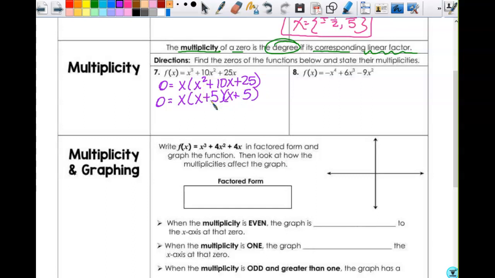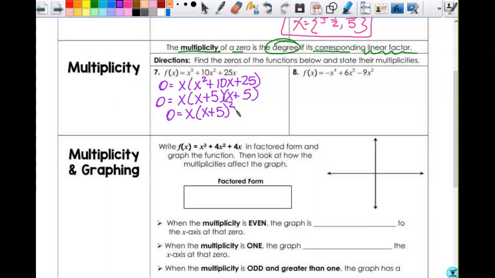But if you learn to recognize that this right here, if I take this 10 and take half of it and square it, I get 25. So that is a perfect square trinomial, which sometimes your brain isn't thinking that way, so you just factor it like this. But once you see that, you're like, oh, look, I could have done that. That's usually what's going to happen, and that's fine. But then I write it as x times x plus 5 squared.